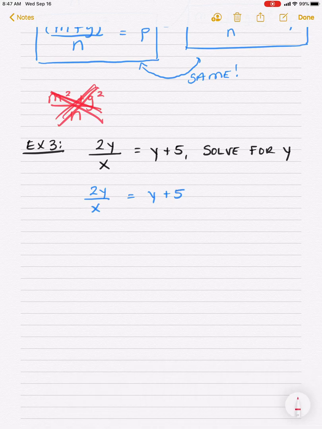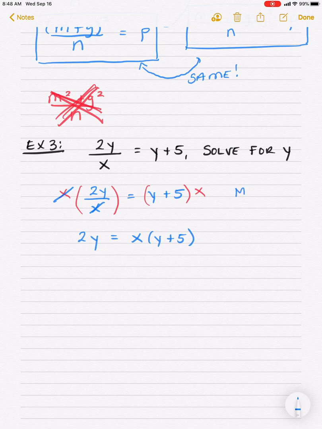We really are kind of stuck with what we can do until we get rid of that divide by x. So the opposite of divide by x is going to be to multiply both sides by x. So what happens here is these simplify to 1. I get 2y equals x times y plus 5, which I'll then distribute in my next step.